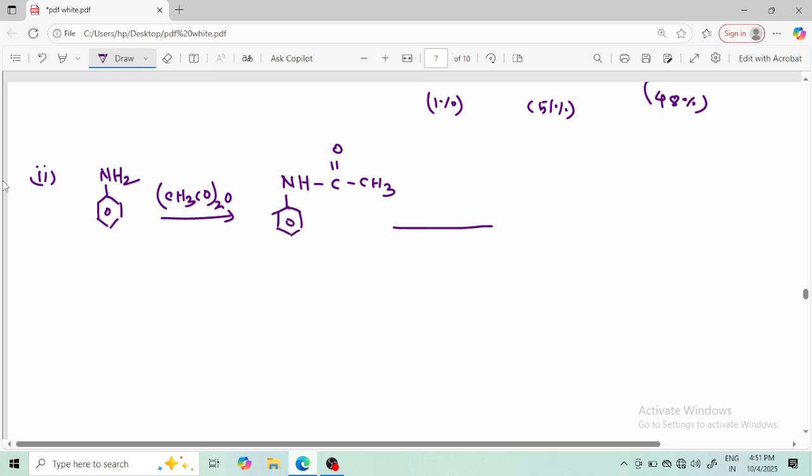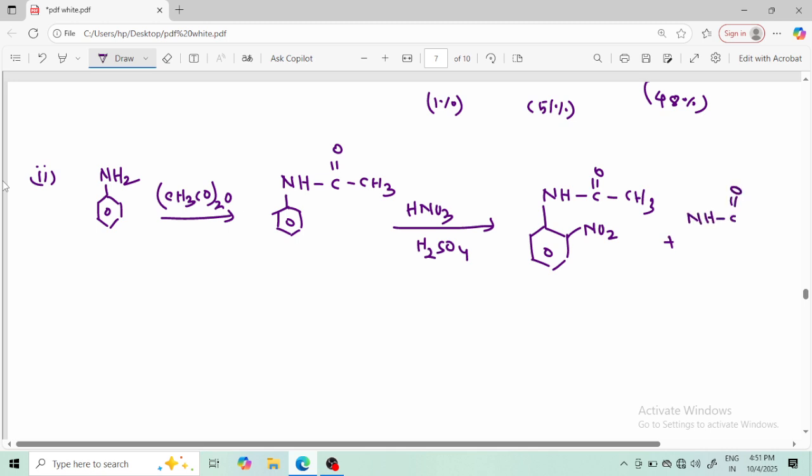So controlling part done. Then I will let it react with HNO3 and H2SO4, and here I will get now ortho and para product, and here the amount of ortho product is like good amount, as compared to the previous case.